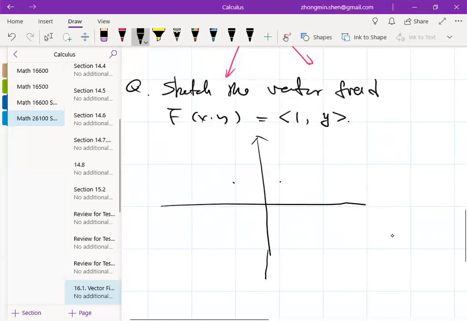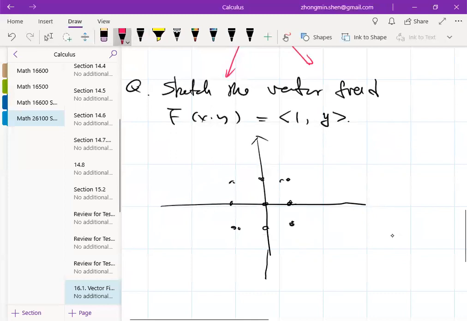What you should do is at least pick the important points. You can have 1, 2, 3, 4, 5, right? In total, those are the points. At those points you have to draw the vector. Okay. Use a different color.